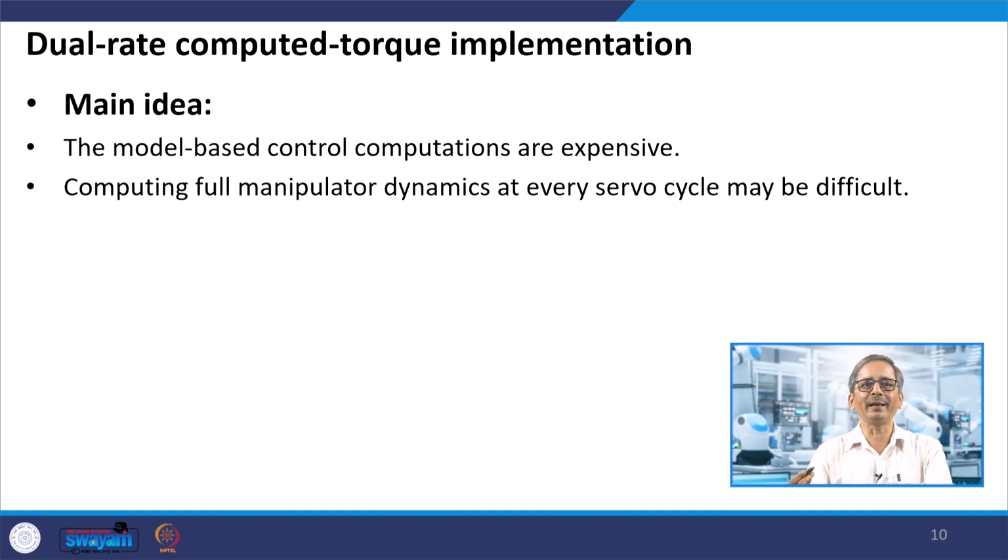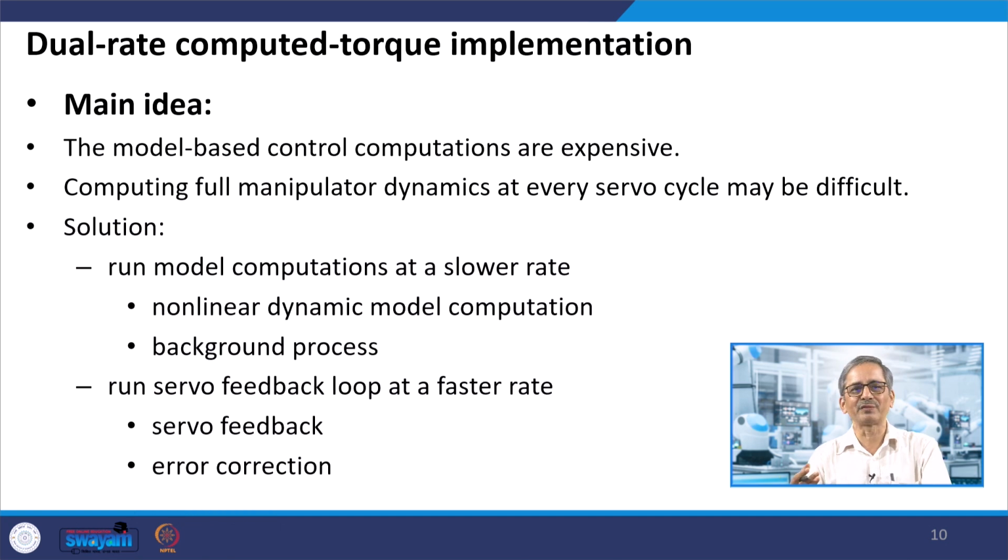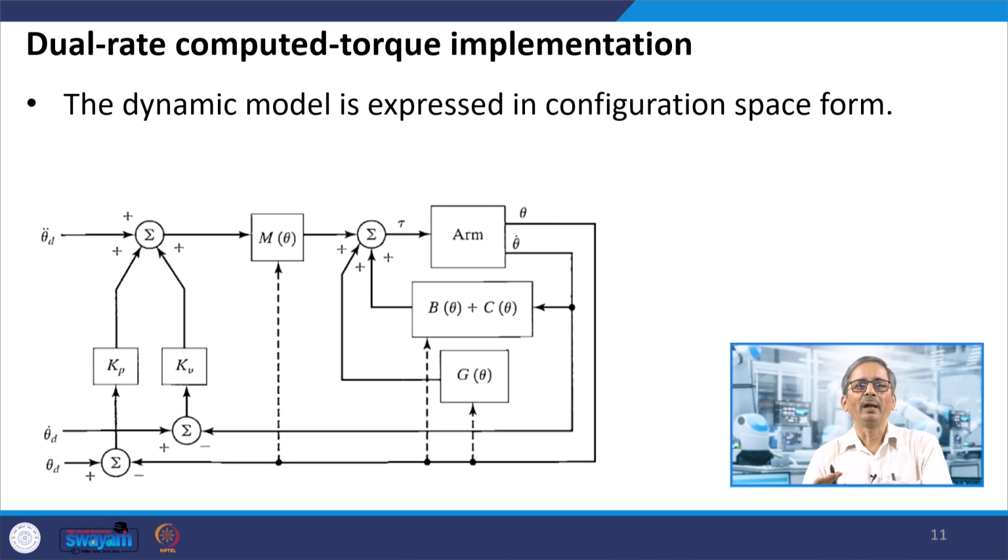So here the main idea is that the model based control computations are expensive. Computing full manipulator dynamics at every servo cycle may be difficult. So can we run the nonlinear dynamic model computation at a slower rate, as a background process, while the servo feedback loop runs at a faster rate and does the error correction? And the dynamic model is expressed in the configuration space form.